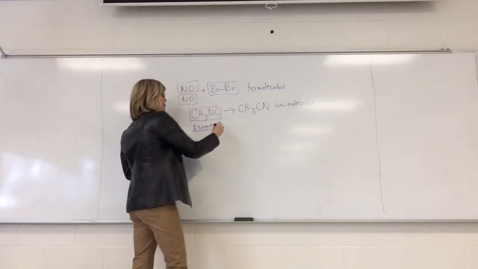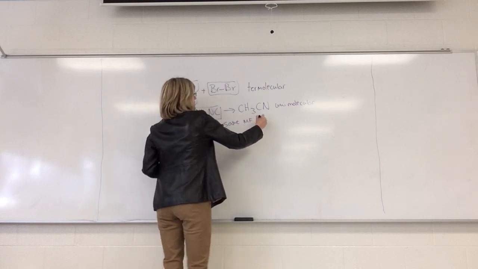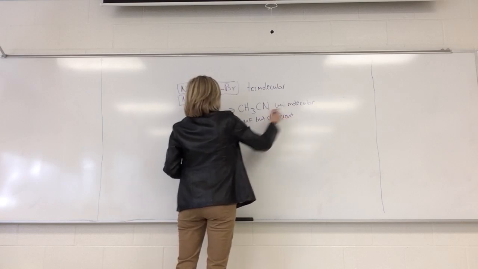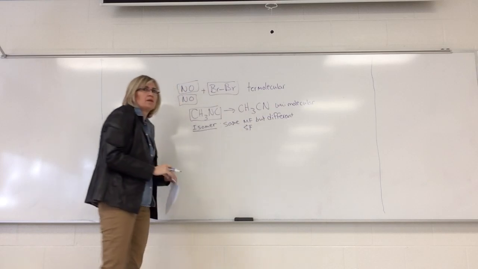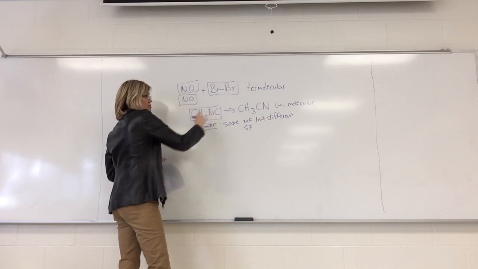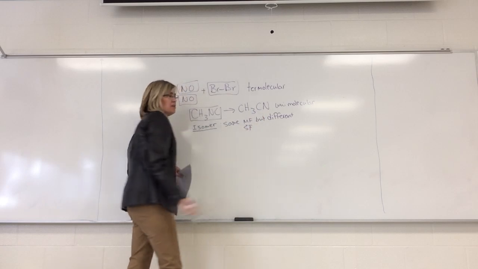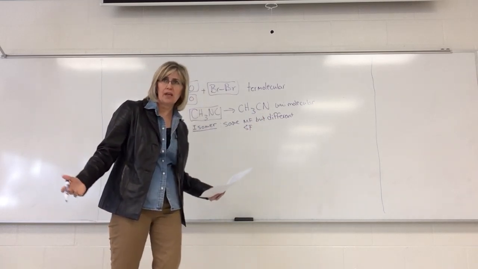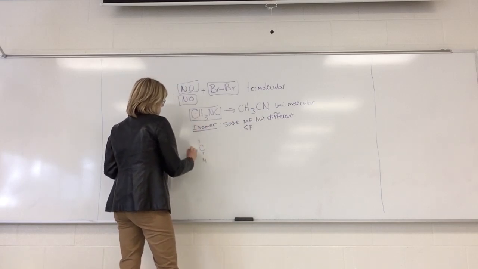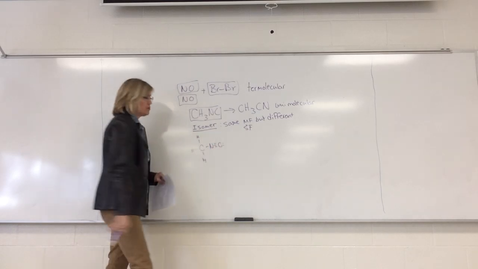Okay, an isomer is something that has the same molecular formula but different structural formula. All right? If we add up the atoms, this has 2 carbons, 3 hydrogens, and 1 nitrogen. This has 2 carbons, 3 hydrogens, and 1 nitrogen. They have the exact same molecular formula. However, this particular molecule looks like that.